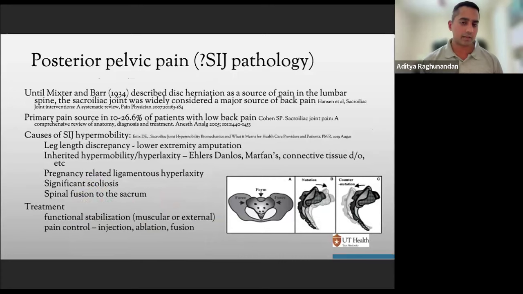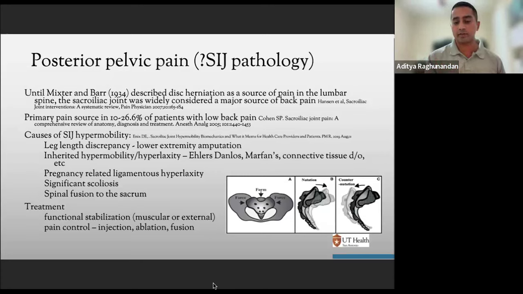So posterior pelvic pain: there are probably volumes of articles at this point looking at it. Is it truly SI joint pathology or not? This has gone through some pendulum swings as far as the diagnosis of SI joint mediated pathology. Before the 1930s, 1940s, it was a common diagnosis just because there's a joint in the buttocks region. Possibly it's moving and maybe it's causing buttocks pain. Then the landmark study from Mixter and Barr in 1934 described disc herniations as a source of lumbar pain radiating to the buttocks region.